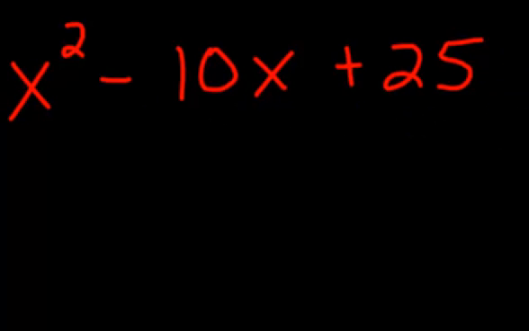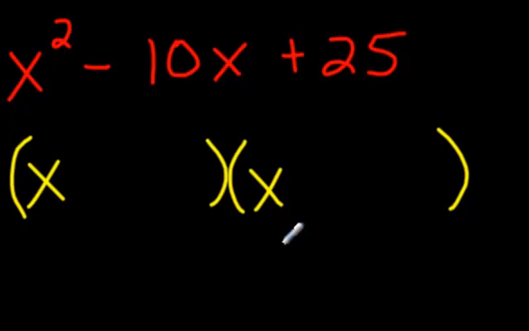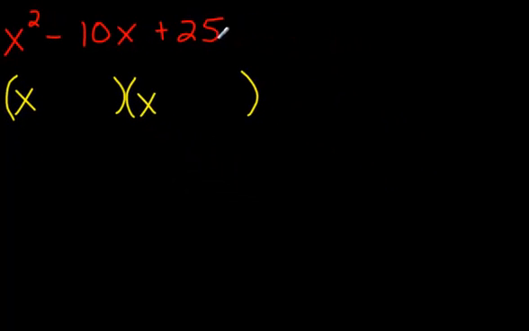So what you do is you just say, okay, let's start drawing our two binomials here. Here's our two brackets. The easy part is just the front one. X times x is going to be x squared. And the trickier part is, what times what is 25? So something times something is going to be 25.